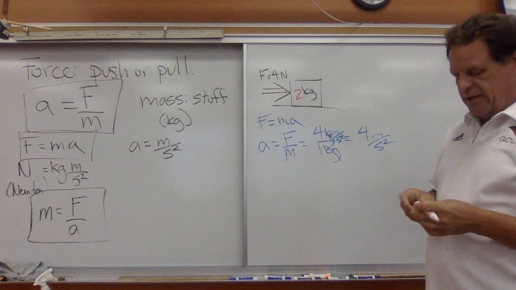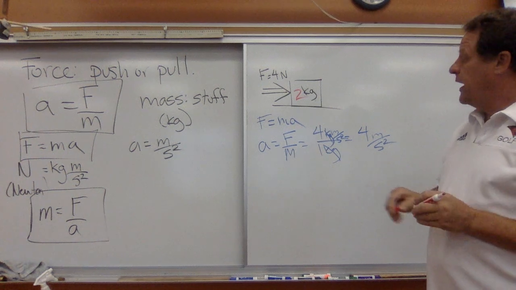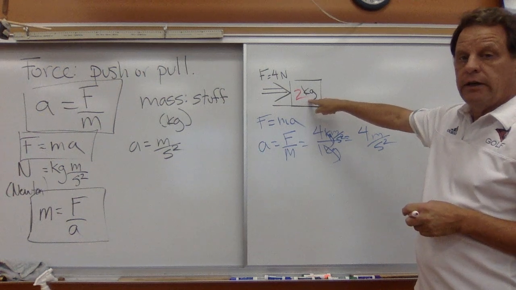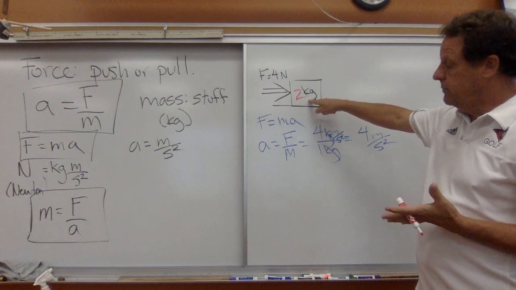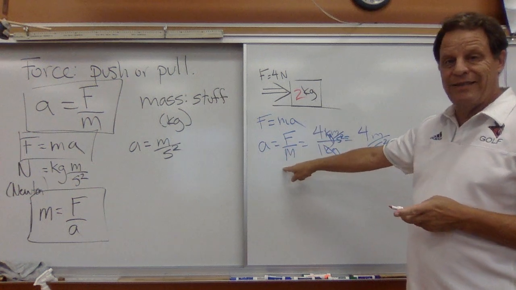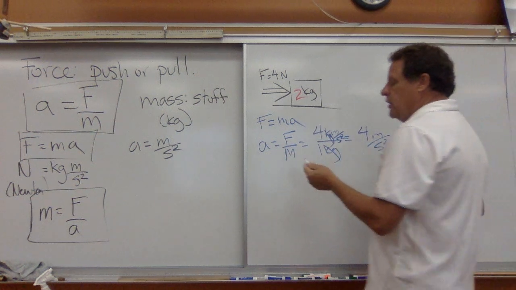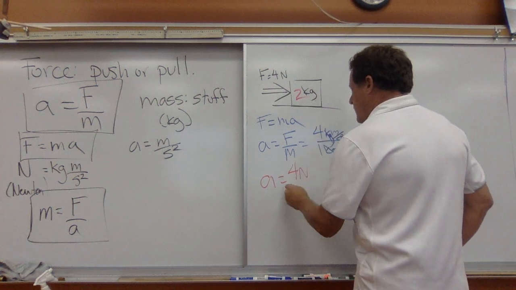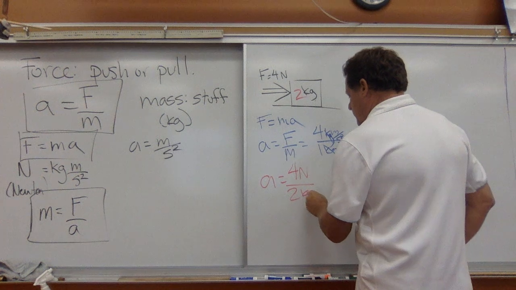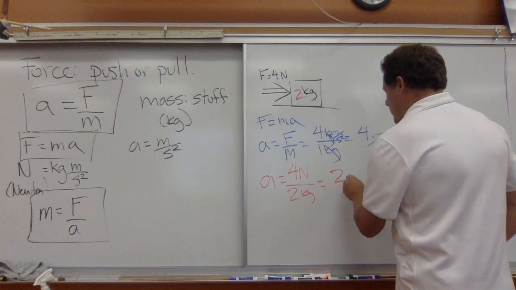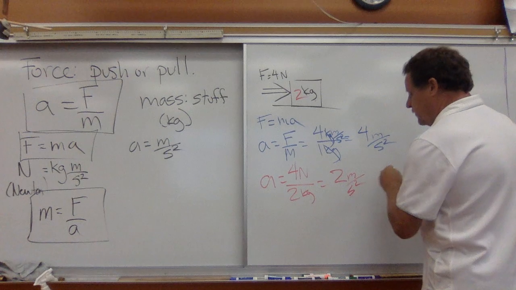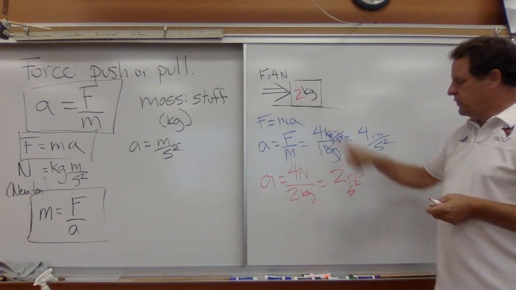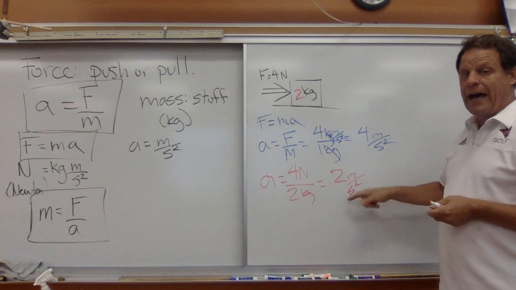Now, based on your own experience, I hope you would have said that it's going to accelerate more slowly because we have a bigger mass. Okay, so now we're just going to plug in the same equations. We'll just plug in these numbers. Acceleration is going to be 4 newtons divided by 2 kilograms, and that is going to give us 2 meters per second squared. And obviously, since we doubled the mass, we cut the acceleration in half.